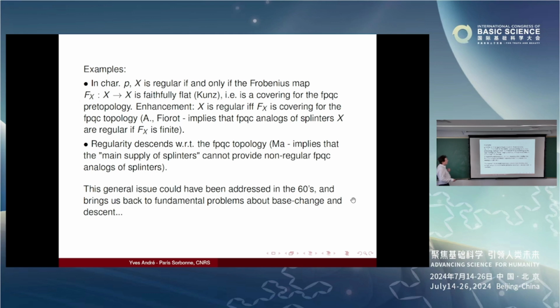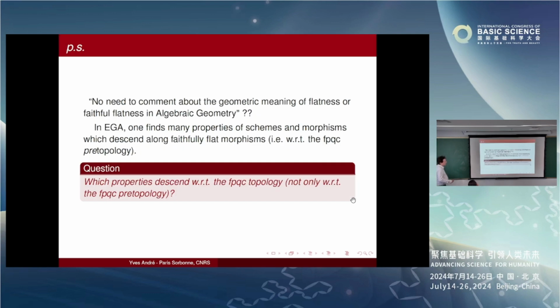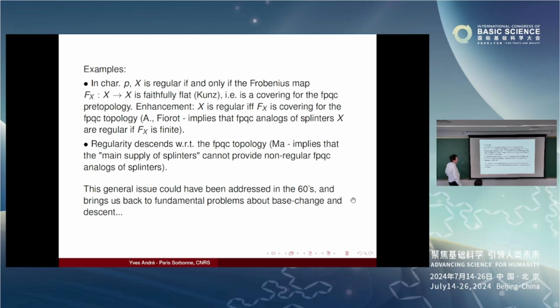And this implies that the main supply of splinters, which I described before, the things which have a canonical covering which is regular, you cannot provide in this way non-regular FPQC analogous splinters. So the two natural methods that you had before to construct an example of a non-regular splinter are ruined by this. But anyway, this general question, which property descends with respect to the FPQC topology, is still largely open. It could be addressed in the 60s, and it brings us back to the fundamental problems about base change and descent I started with. Thank you very much for your attention.